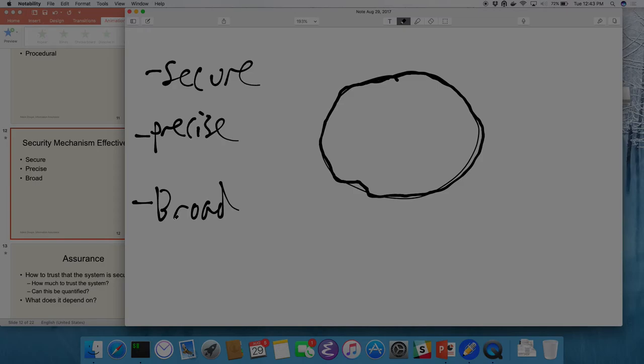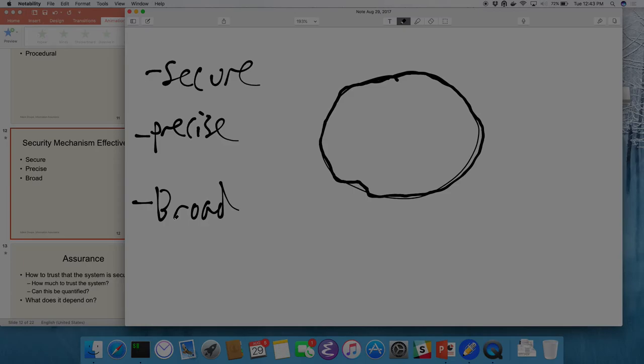A precise mechanism, right? So why is this useful? This allows us to establish our mathematical language when we're defining what we... Yeah, so two ways. So A, it can allow us a precise way to describe whether a mechanism is precisely implementing a policy, or is secure with respect to a policy, or is broad with respect to a policy. It also helps us think about policies and mechanisms, right?